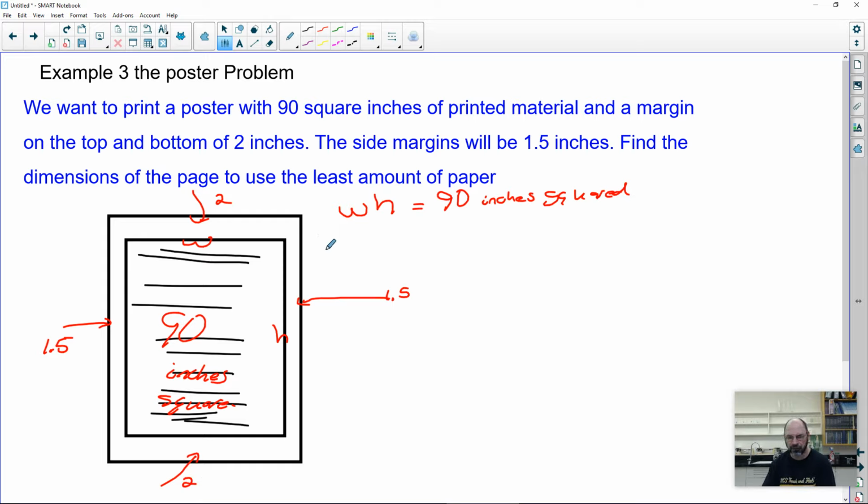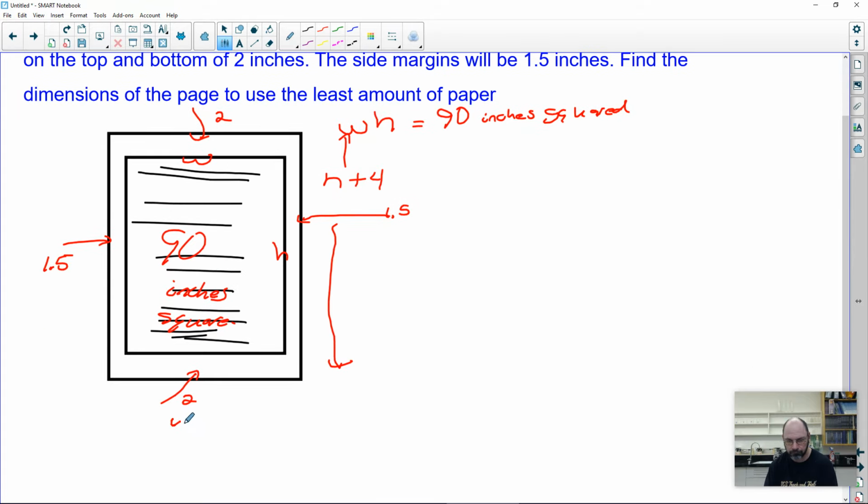So this whole page from here to here, the height plus 4 is all of this, and then the width here is W plus 3, because 1.5 plus 1.5 is 3. So this whole thing, we'll do it on the bottom here. So your page dimensions are there. So we know this, and that's going to help us give us W in terms of H or H in terms of W. So step one, draw it.